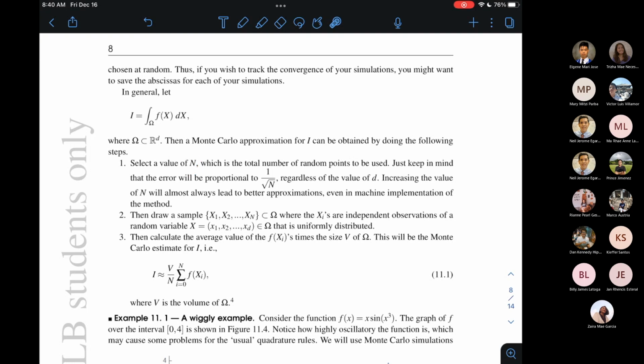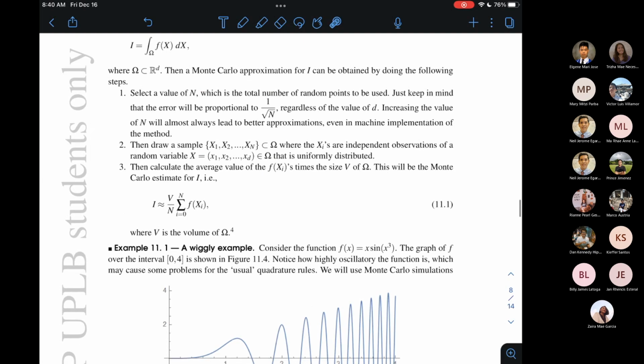Now, the steps in the Monte Carlo simulation are as follows. First, we choose the number capital N. Usually, gusto natin si capital N ay mas malaki because we know that regardless of the dimension of the integral or the integrand, the error would be proportional to 1 over square root of N. Again, the larger N, the better, right? But of course, that comes at a price. The higher capital N is, the more accurate your solution is, but the more function evaluations will be needed. But again, most of the time, that's not a big deal, right?